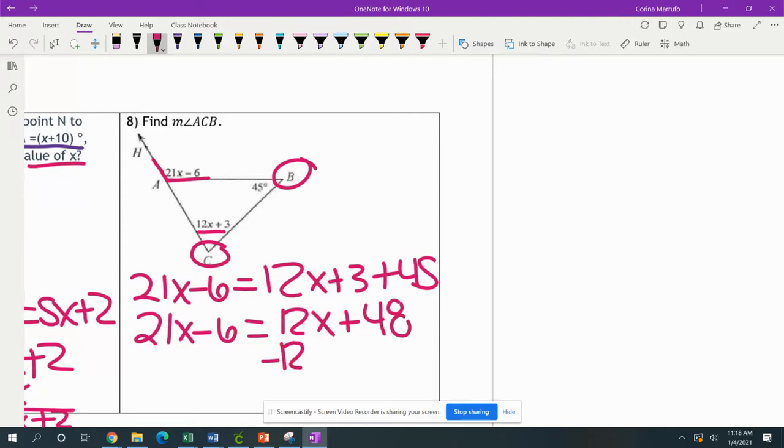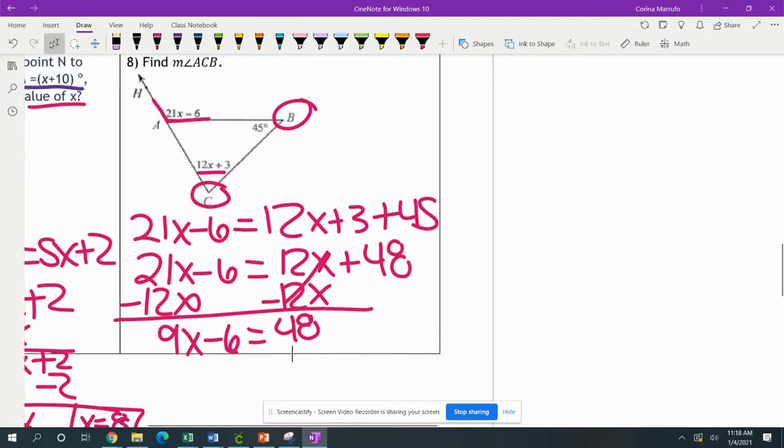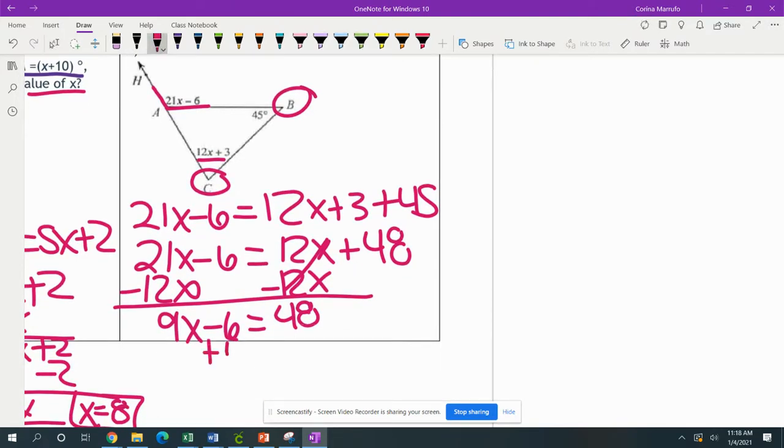And then we're going to go ahead and solve for x first. So we move over the 12x. And we get 9x minus 6 equals 48. Okay, then from there we go ahead and move over the 6 to the other side by adding 6. And we get 9x equals 54. We divide by 9. We get x equals 6.